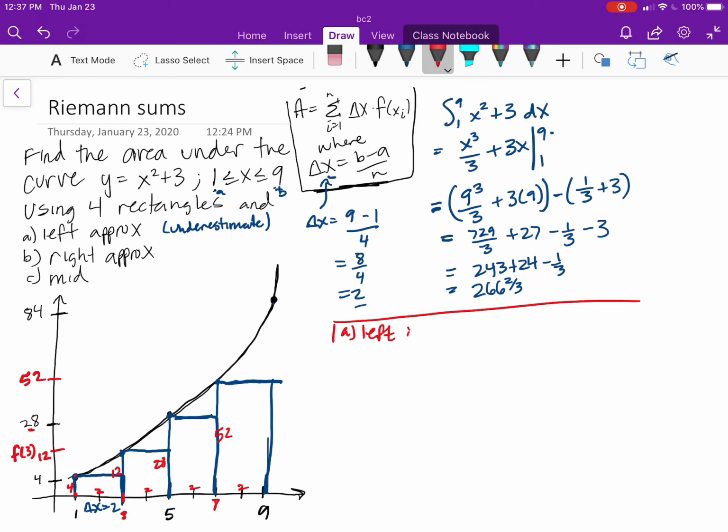So to do this area, I have 4 rectangles. I have 1 base, approximately, because we are estimating, right? We know it's an underestimate. So we have the base of 2, height of 4.